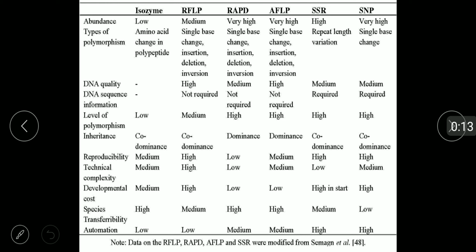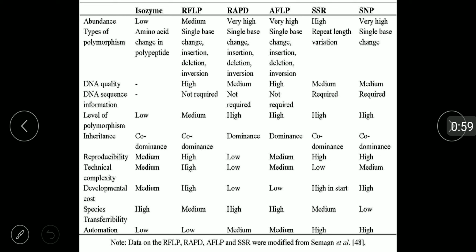Coming to the first one, abundance. Isozyme markers are very low in number. RFLP contains a medium number of markers. RAPD and AFLP have a very high number of markers. SSRs are high and SNPs are very high. SNP is single nucleotide polymorphism, SSR is simple sequence repeats, RAPD is rapid amplified polymorphic DNA, and AFLP is amplified fragment length polymorphism. These are the full forms of those markers.